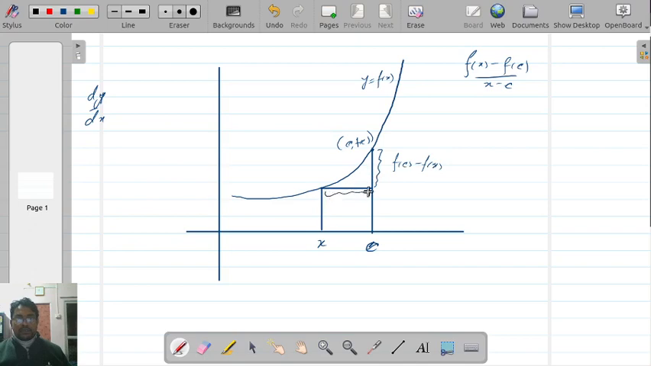And this distance is your c minus x. As per this diagram it's c minus x. If x is on the other side, it will be x minus c. So in any case, the distance is the modulus of that. So this ratio, f of c minus f of x over c minus x, gives us the tangent of the angle made by the line joining these two points, x comma f of x and c comma f of c, and the positive direction of the x-axis. So tan of this angle is f of c minus f of x divided by c minus x.